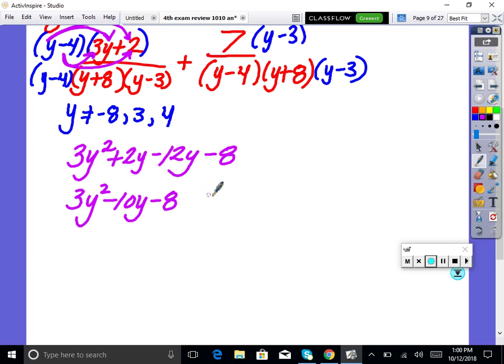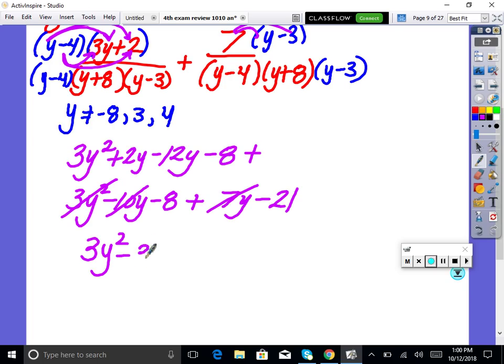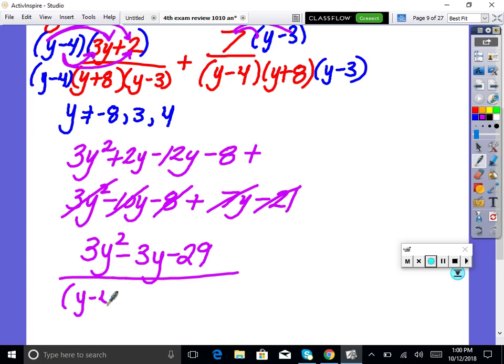Then we have a plus sign, and we have 7y minus 21. So combine like terms. Do not write in your denominator until you combine all like terms. I can't stress that enough. 3y squared. Negative 10y plus 7y is negative 3y. And then we have minus 29, it looks like. And then that's all over y minus 4, y plus 8, and y minus 3.